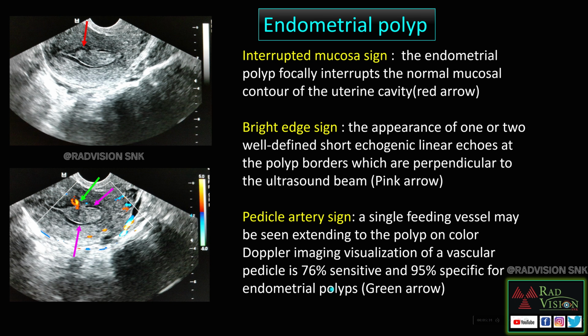Next, here you can also see an echogenic polypoidal lesion noted in the endometrial cavity. This is a classical case of endometrial polyp. There are three signs which you have to remember.